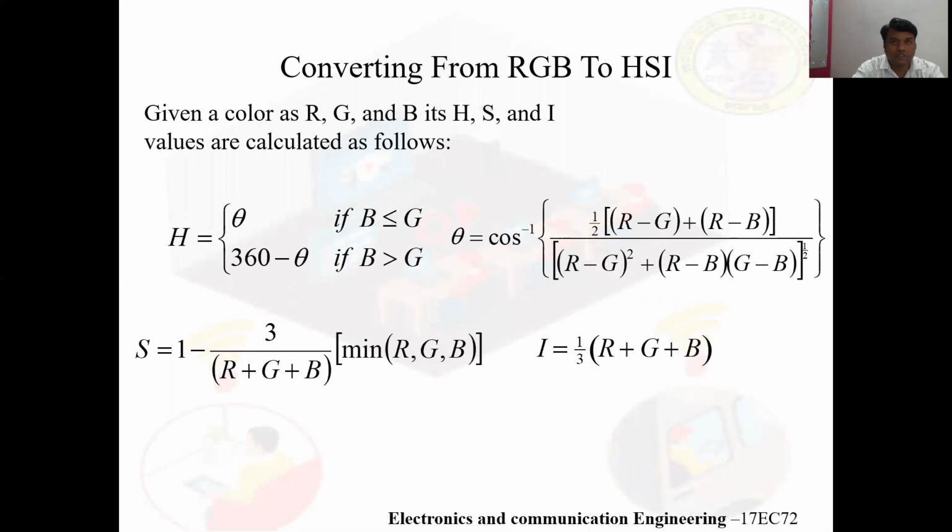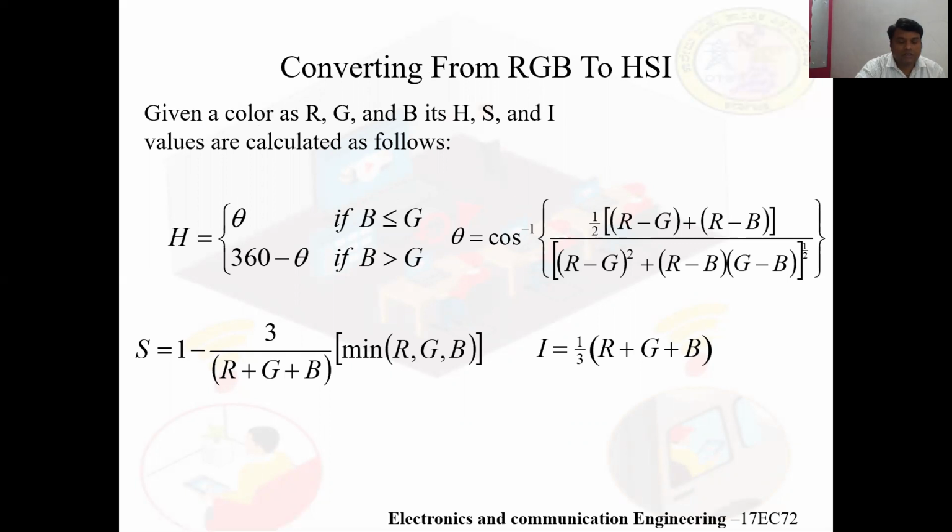Converting from RGB to HSI: given a color as R, G and B, its HSI values are calculated as follows. H is equal to theta if B is less than or equal to G, otherwise 360 minus theta if B is greater than G. Theta is equal to cos inverse of 1 by 2 into (R minus G plus R minus B) by square root of (R minus G) whole square plus (R minus B) into (G minus B).